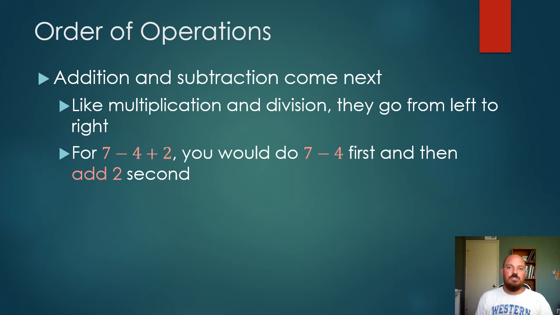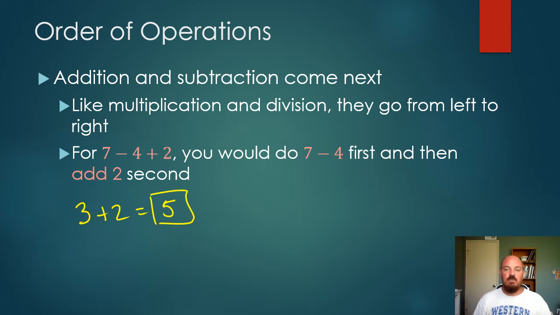So same example we just looked at, or similar example. If I ask you to do 7 minus 4 plus 2, the right way to do it is say I have subtraction and addition. I'm just going to go from left to right. 7 minus 4 is 3. 3 plus 2 is 5. So the right answer is 5.